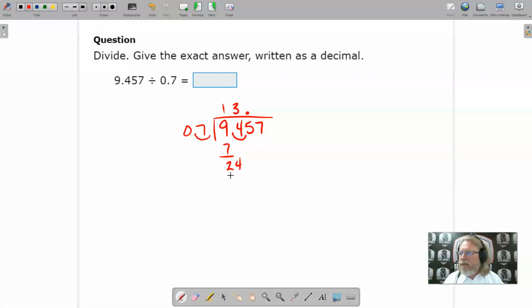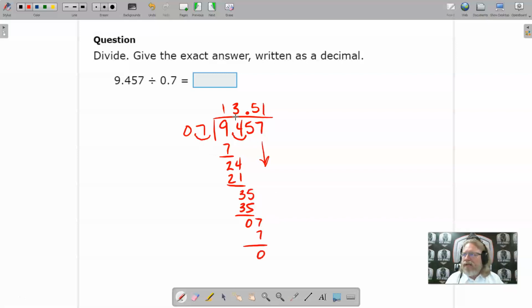And 7 times 3 is 21. So let's bring down our 3. Actually, the difference is 3. Now let's bring down the 5. 7 will go into 35 5 times, and that is 35. So we get 0. Now let's bring down that 7 down there. And 7 will go into 7 once. And 7 times 1 is 7. And we're finally at 0.